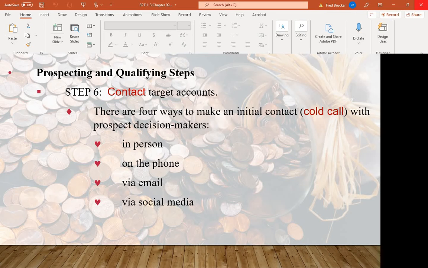There's 4 ways to make an initial contact, which is what we call a cold call. You're reaching out to them without some sort of interaction that they do with you first. When you do that, there's different ways that you can reach out. You can do it in person, you can do it on the telephone, you can do it via email, and you can do it via social media. And we're going to talk about some of the things and some of the tactics that you can use in each of those scenarios.